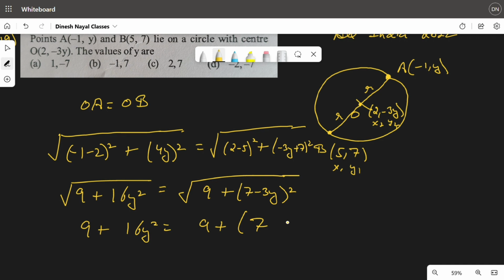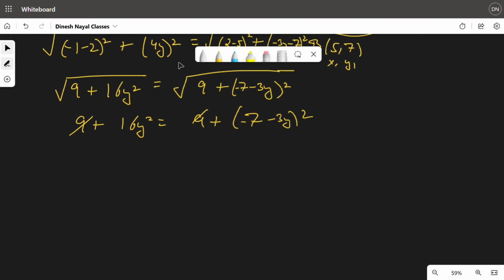I think there is some mistake in this. This should be minus 3y minus 7. I don't know why I have written plus over here. So let's correct this. This is minus 3y minus 7. Similarly over here, this is minus 7 only. So actually you don't need to write this minus 1 minus 3y. You can directly do minus 3y minus 7 whole square, but it's not a problem. So minus 7 minus 3y whole square. Okay, cancel these 9s. Now we have to solve this.